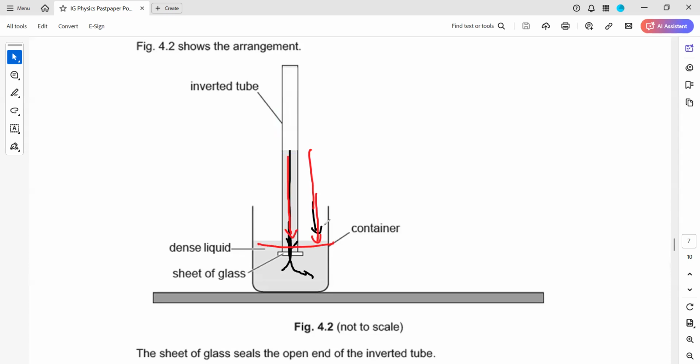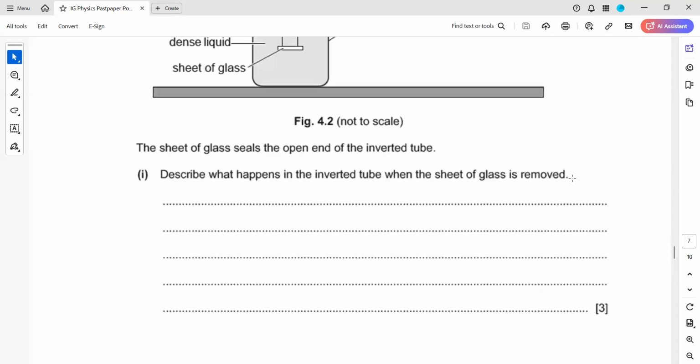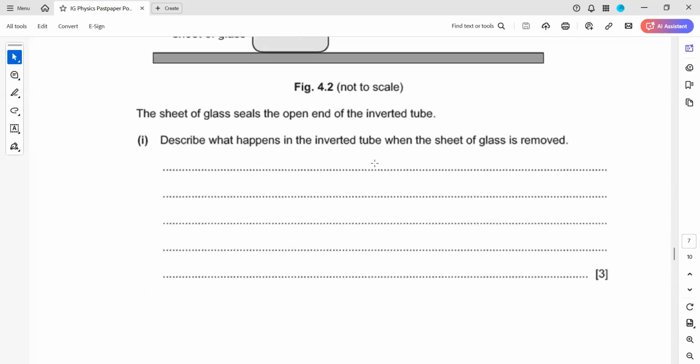So first thing you'll mention, the liquid will move out from the inverted tube because the liquid pressure is more than the outside pressure or atmospheric pressure. The liquid pressure decreases because the level is decreasing, and eventually the liquid pressure equals atmospheric pressure. How many marks? 3 marks are there, I guess. Actually, 2? Yeah. 3.